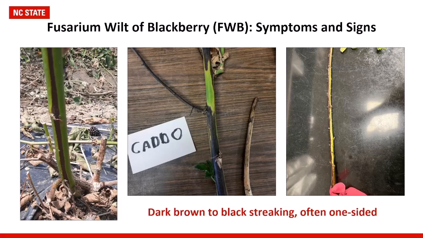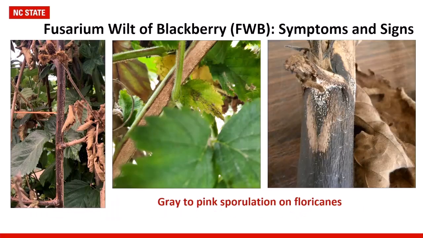And then other signs and symptoms that could help point you in the right direction here are this pink to graded pink sporulation on the floricanes. So there's some examples there, right at where the petiole junction is on that side, and so forth. What I will say is that Colletotrichum species can also infect blackberry, and so I think these spores sometimes look quite similar to an untrained eye, or even to a trained eye. I'm getting better at it.